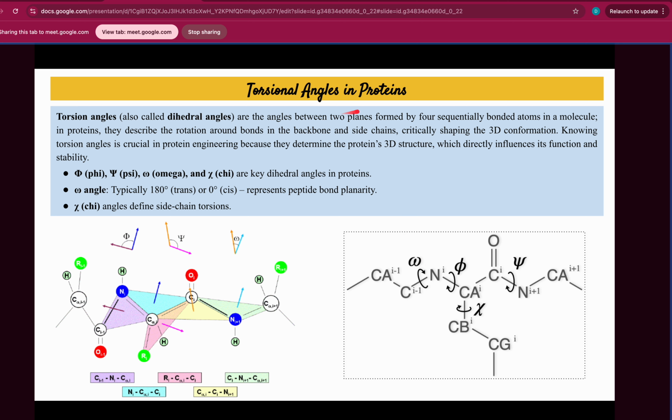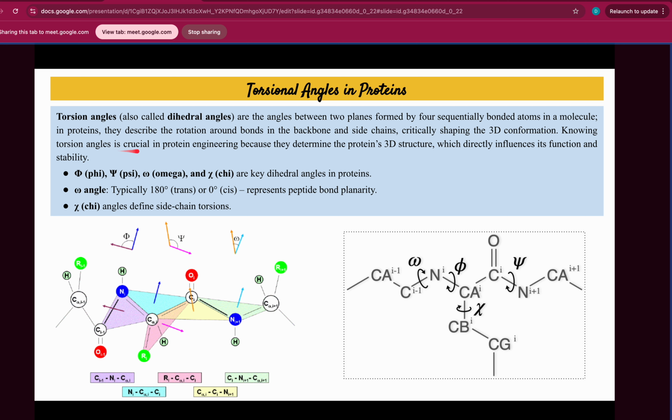Now the second thing is the torsion angles in proteins. So torsion angles are also known as dihedral angles, and these are the angles which are present between two planes. So they are made between four different atoms and two planes. These four atoms are sequentially bonded to one another in proteins, and they describe the rotation around the bonds in the backbone and side chains. So they determine what the three-dimensional structure of the protein will be.